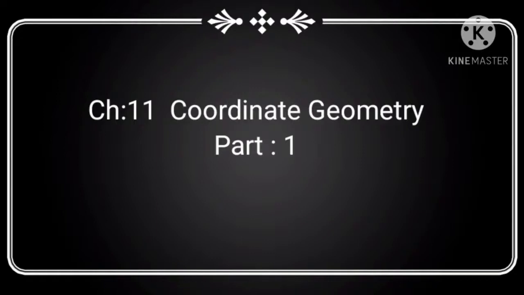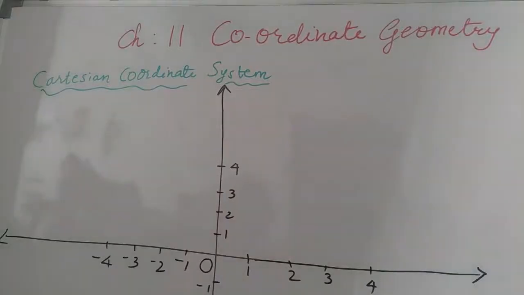Hello dear students. This is chapter number 11, Coordinate Geometry, part 1. This is a very interesting chapter in which we are going to learn some different formulas. So in this part, I have explained to you the distance formula, section formula and midpoint formula, and also, students, the centroid of the triangle formula.